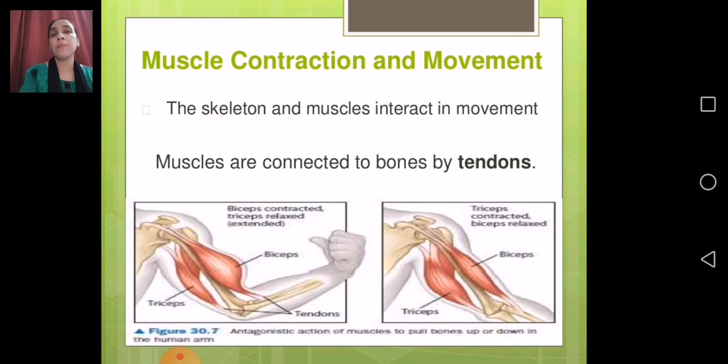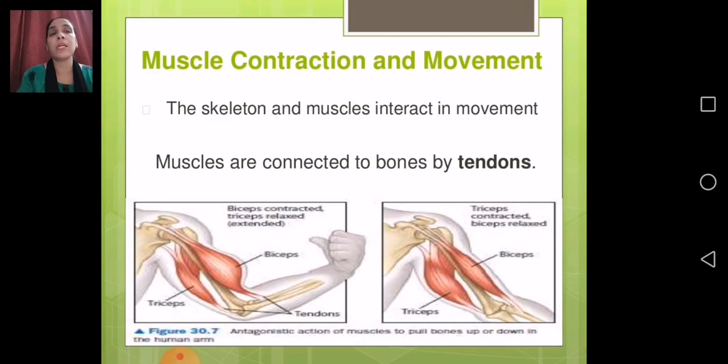In the body of the earthworm we find that the earthworm is expanding its front, then contraction is there in the rear end, and then again expanding the rear end, and then contraction will be there in the front end. So muscle contraction and movement is very important in the skeleton, not only in animals, in a human being also it is very important. The skeleton and muscle interact in movement.